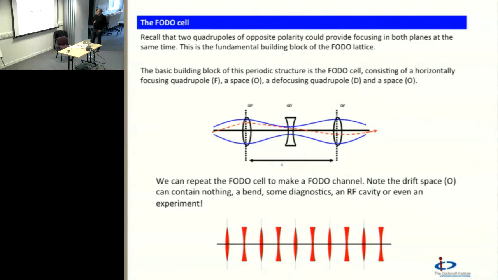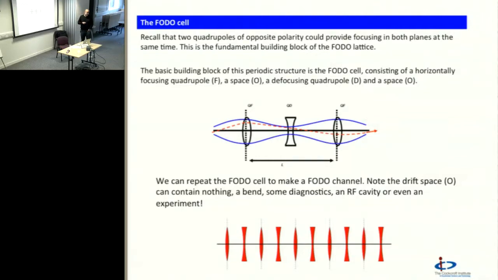We've already seen that a single quadrupole focuses horizontally and defocuses vertically, or vice versa. But we can combine two together to form a doublet to get focusing in both planes. We saw that before coffee. So the basic building block of any accelerator is what's called the FODO cell. You may have heard of this already. It's quite a basic thing, but essentially it's the basic building block of any kind of lattice.